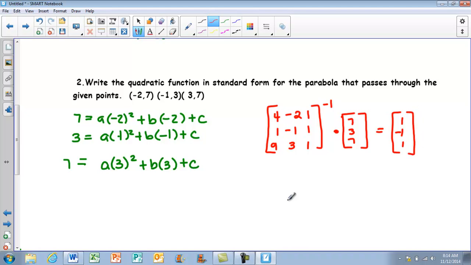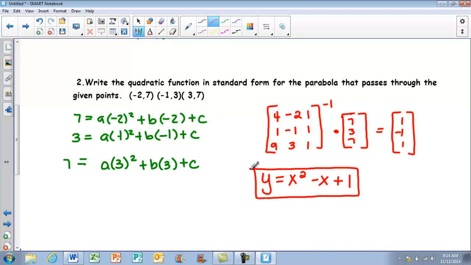So now to write your equation in standard form, I have y equals x squared minus x plus 1. So this is my answer here.